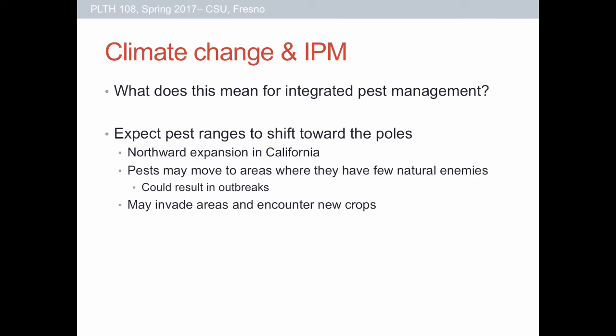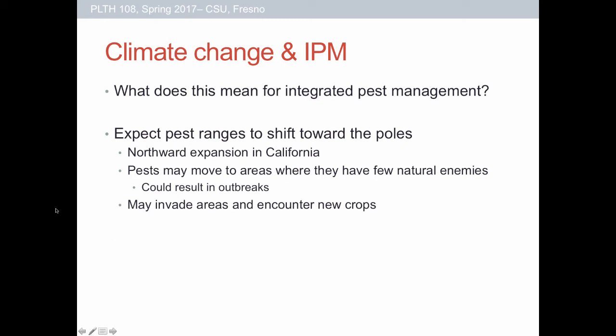But so what does this mean for IPM? What can we expect from a pest control perspective? Well, perhaps the most general trend, and I'd say probably the most obvious, is that we should expect that pest ranges are going to shift. And generally, pest ranges are going to shift towards the poles. So in California, that means their ranges are going to be pushed a little further north. If you're in South America, they're going to be pushed a little further south. But generally, the pests are going to follow their ideal temperatures upwards towards the North Pole.